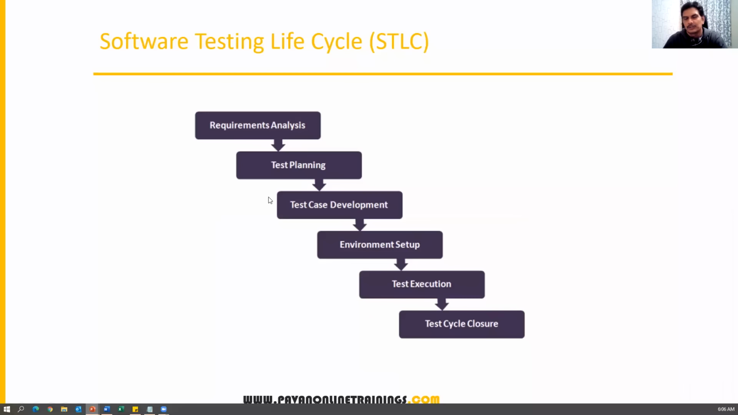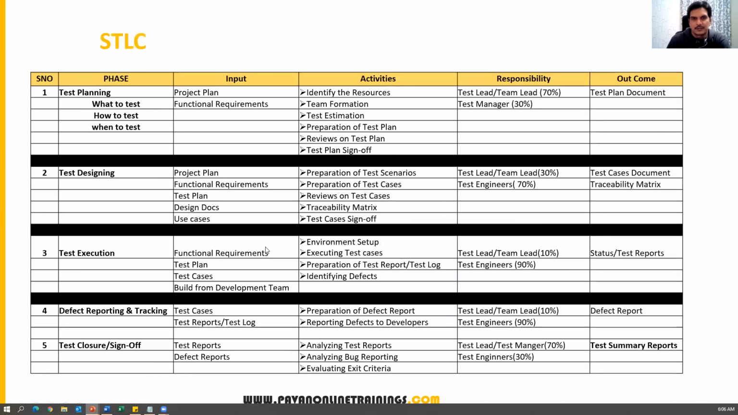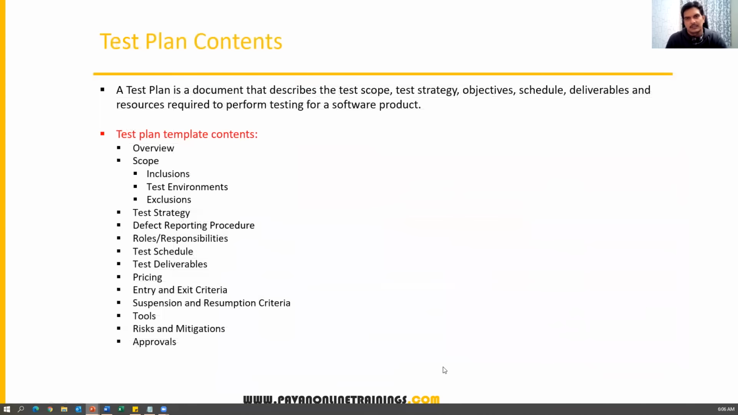All right, so these are the different phases. We have seen yesterday: test plan, test design, test execution, defect reporting, and test closure. Now let us start with the test plan. What exactly does test plan mean? In the previous session we have seen that a test plan is nothing but a document.